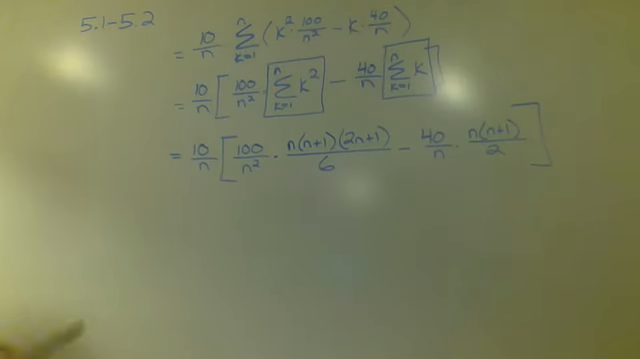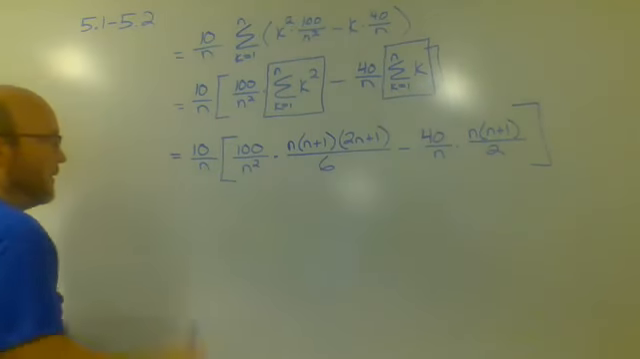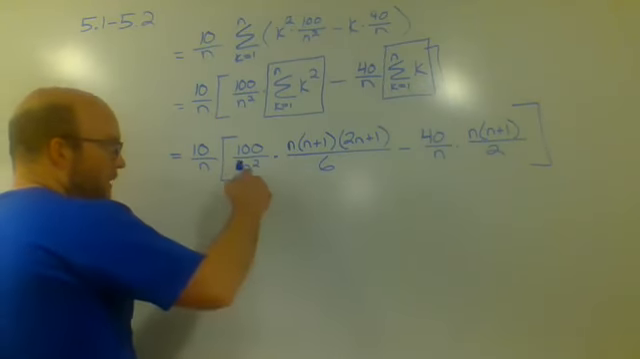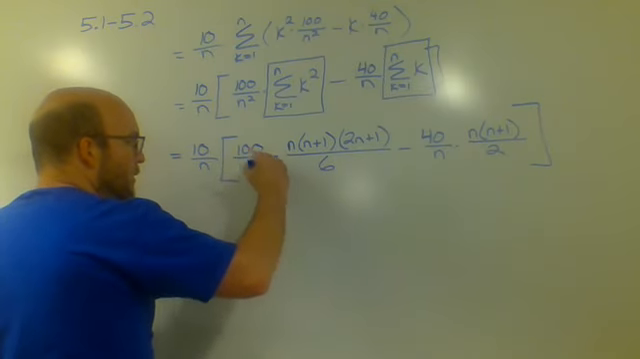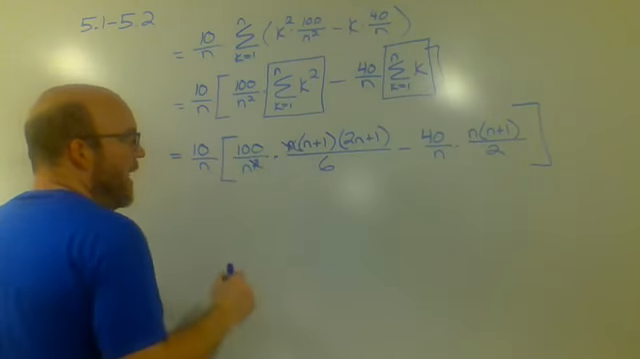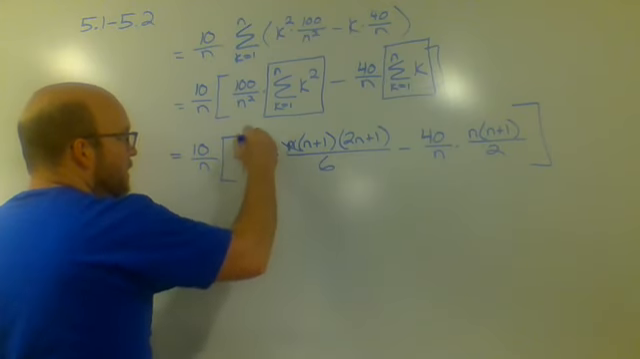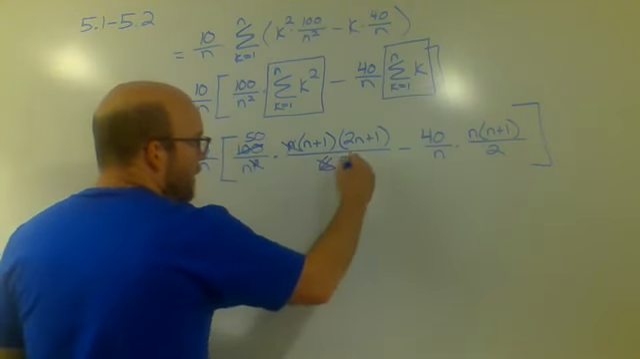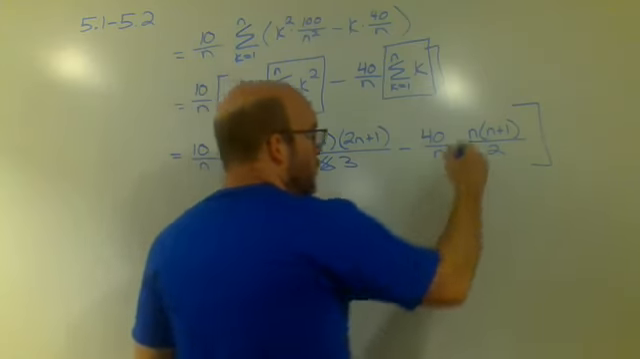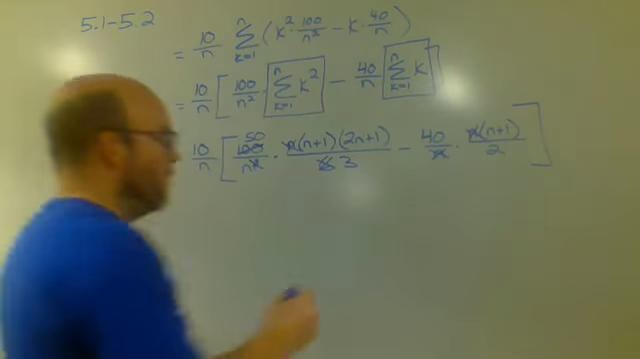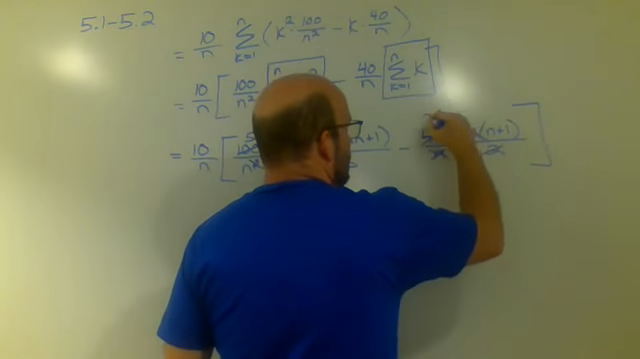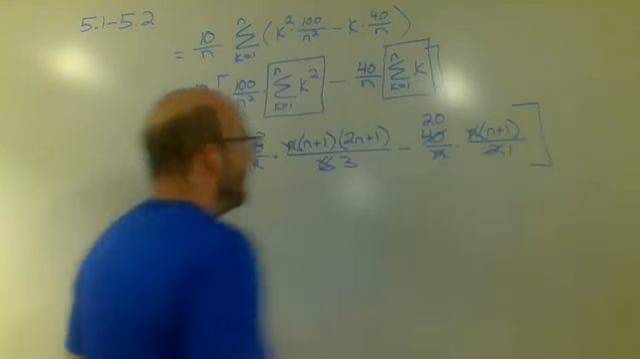Okay. And now, I guess I would go through and simplify inside of the bracket before I distributed that 10 over n. But notice that the n here and the n squared will cancel out. That's multiplication. We're allowed to do it. So there won't be an n squared here anymore. It'll just be an n. The 100 and the 6 is going to cancel down to a 50 and a 3. And on the other portion, we get the n's to cancel again here. And the 40 and the 2 cancel down to a 20. If you want to put a 1 there, you can.